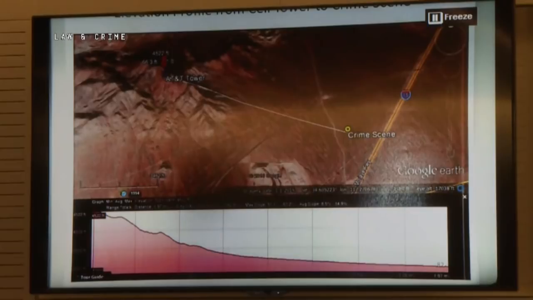This is a map I created. It's similar to the previous map for the calls between 11:30 and 11:52, but it includes that extra detail of the direction of the actual antenna, and it shows how those antennas are oriented.